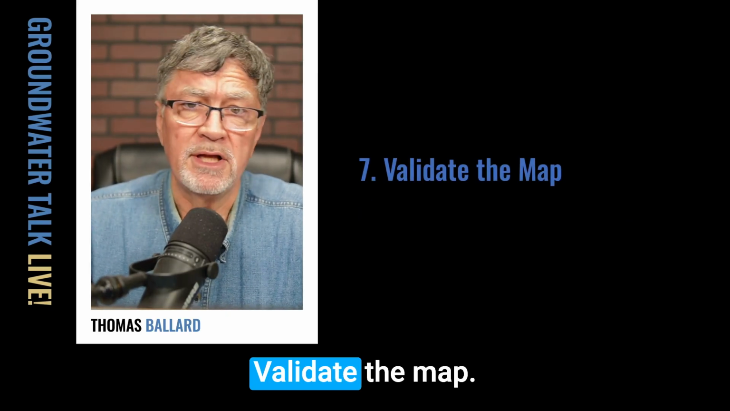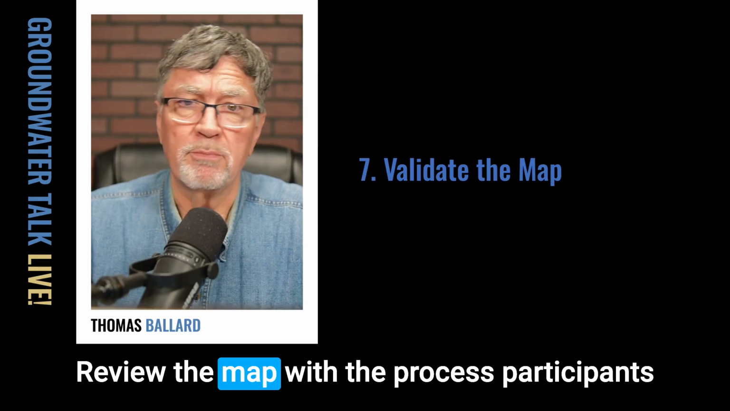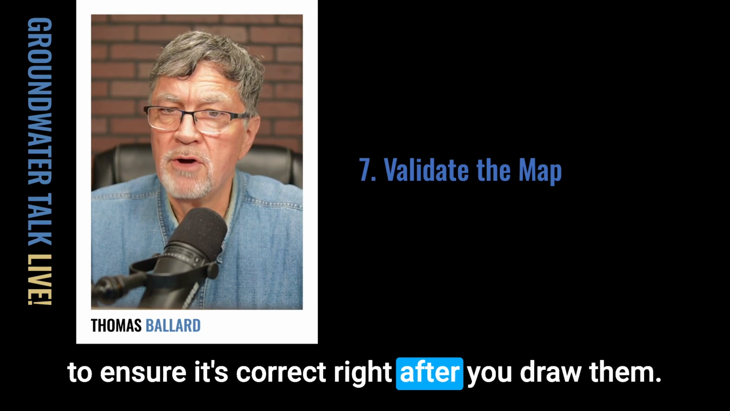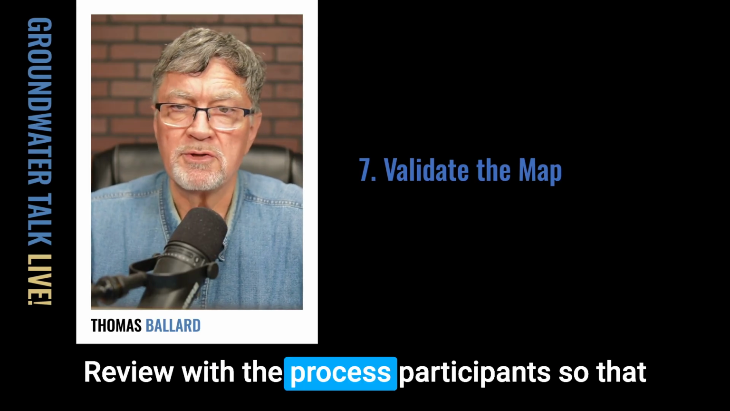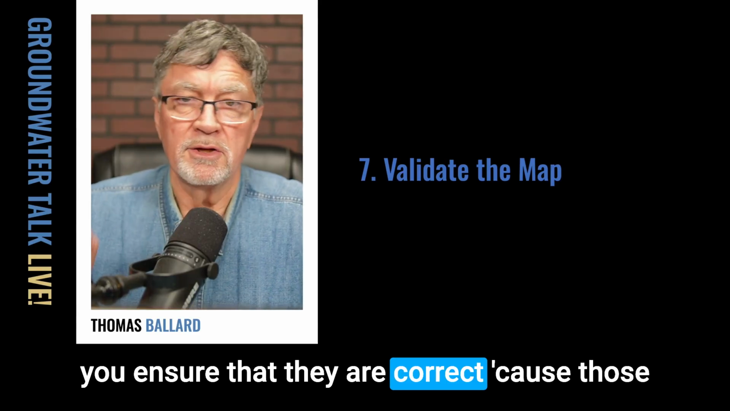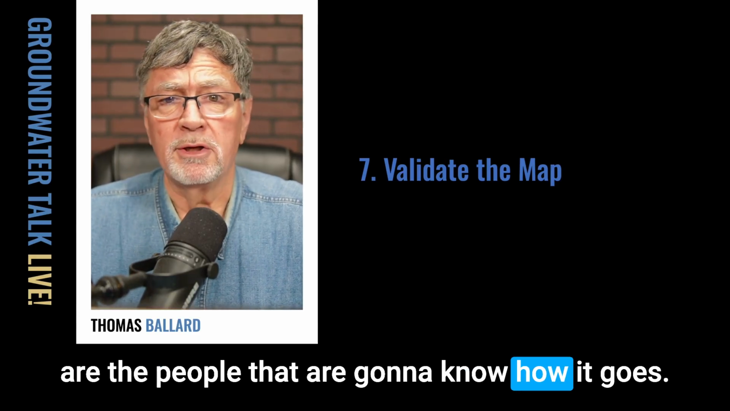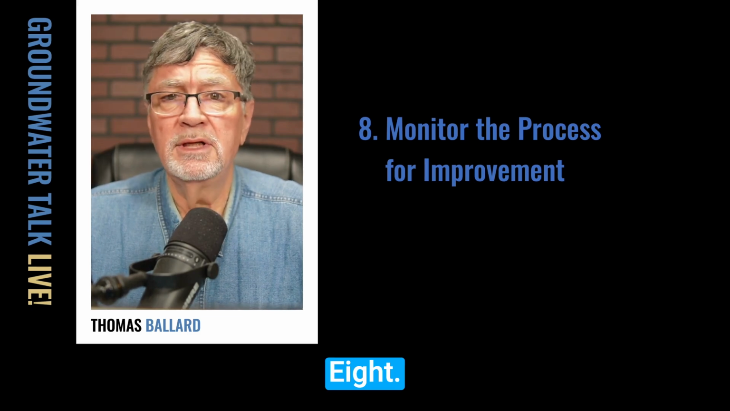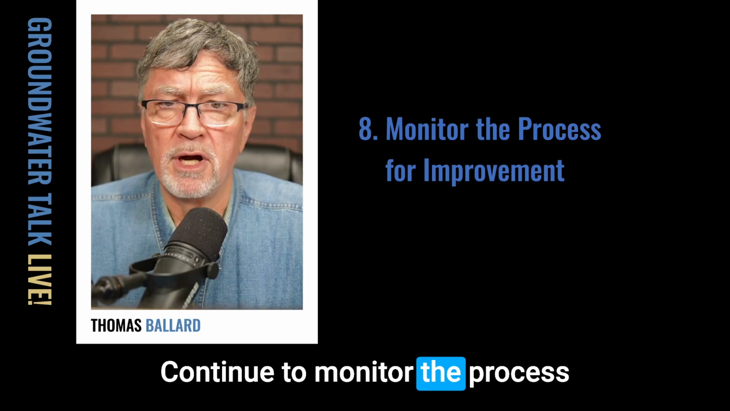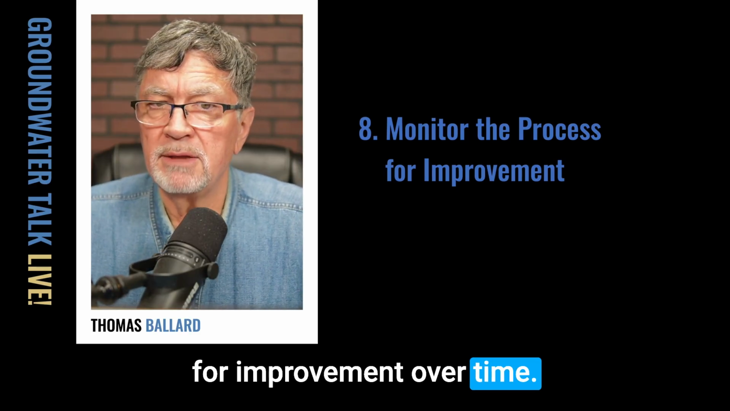Number 7, validate the map. Review the map with the process participants to ensure it's correct. Right after you draw them, review with the process participants so that you ensure that they are correct, because those are the people that are going to know how it goes. 8, monitor the process for improvement. Continue to monitor the process for improvement over time.